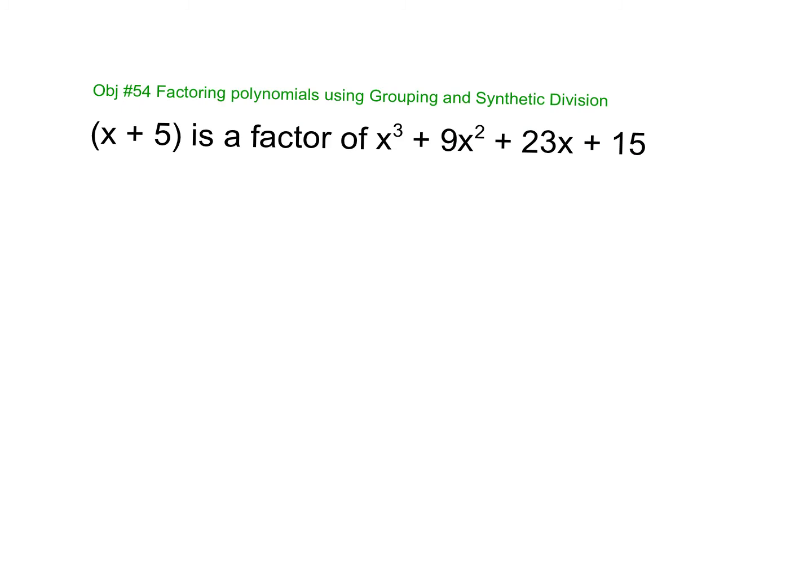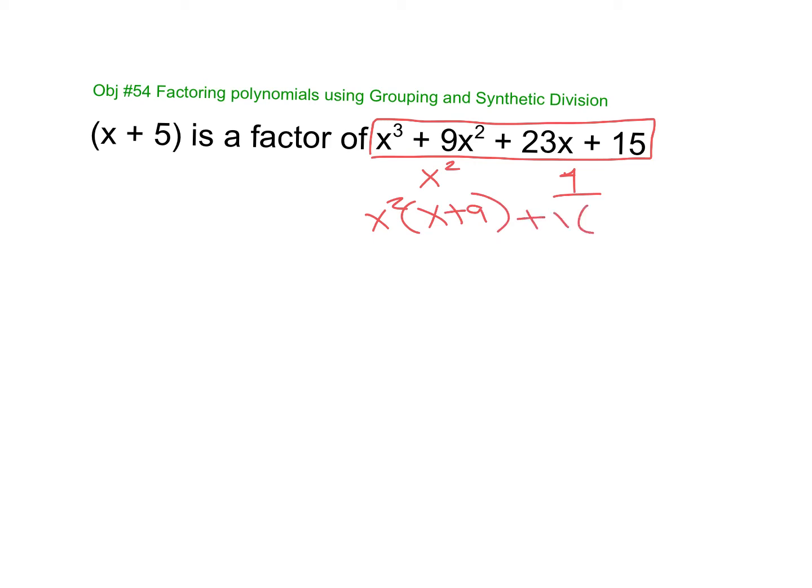So our polynomial is x cubed plus 9x squared plus 23x plus 15. If you try to do GCF, factor by grouping, you get x squared and then nothing goes into that. So you get x squared times x plus 9, plus 1, 23x plus 15. So it doesn't work. It's not the same binomial. So this does not work, right? So what I'm telling you is that x plus 5 is going to be a factor. If I factor x cubed plus 9x squared plus 23x plus 15, it is going to work.